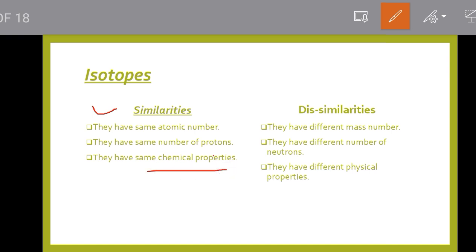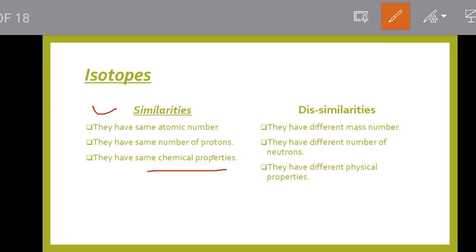How do they have the same chemical properties? Because they have the same number of protons, and the same number of protons means the same number of electrons. The chemical properties basically depend on the number of electrons, upon the shell structure, the electrons present inside the valence shell. So the valence shell of all the isotopes of the same element has the same structure, so their chemical properties are also the same.